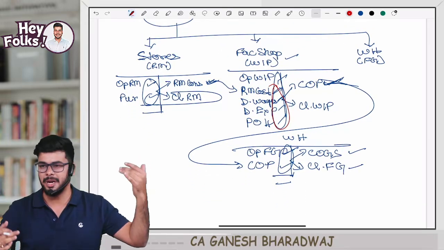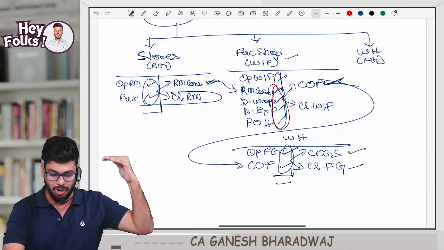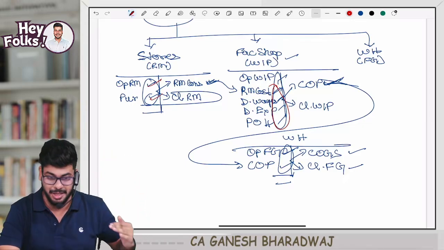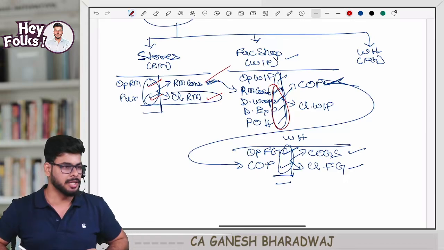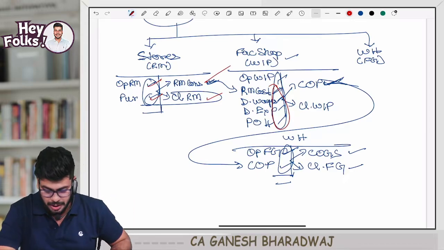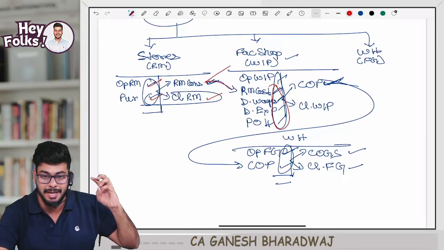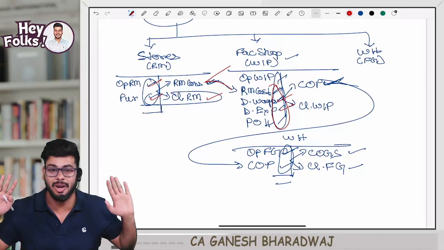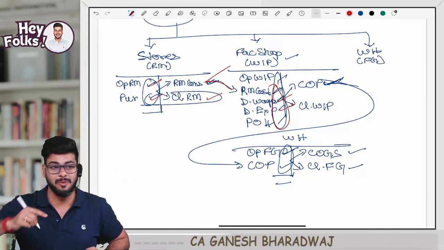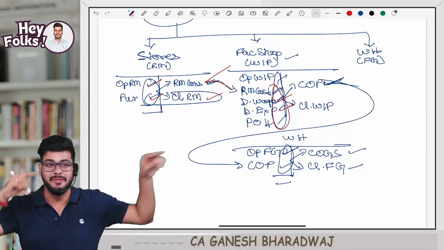Come on, everyone participate. First, opening stock of raw material plus purchases minus closing stock of raw material gives you raw material consumed. Now to this, you enter into your WIP area. Add your direct wages, add your direct expense. The subtotal is called prime cost. What do you mean by prime cost?